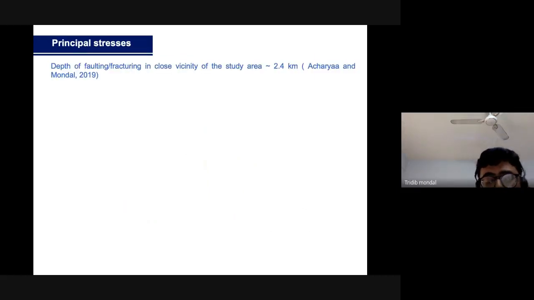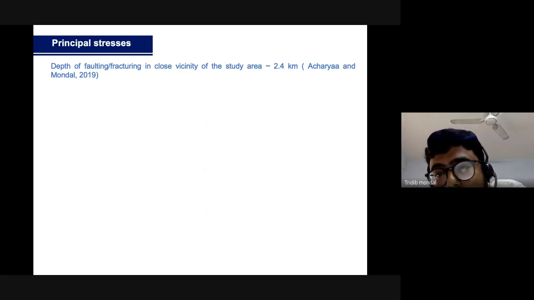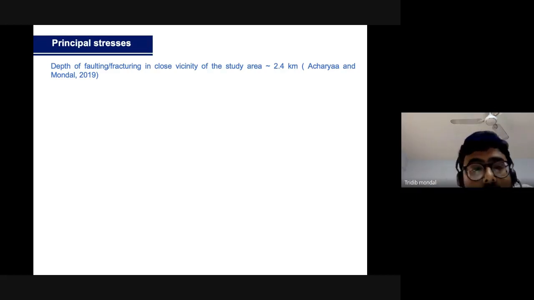So in this study, I have tried to quantify the state of stress conditions as well as the fluid pressure conditions. The depth of faulting and fracturing in close vicinity of the study area we found is 2.4 kilometers. That is actually obtained from the Thalia conglomerate.